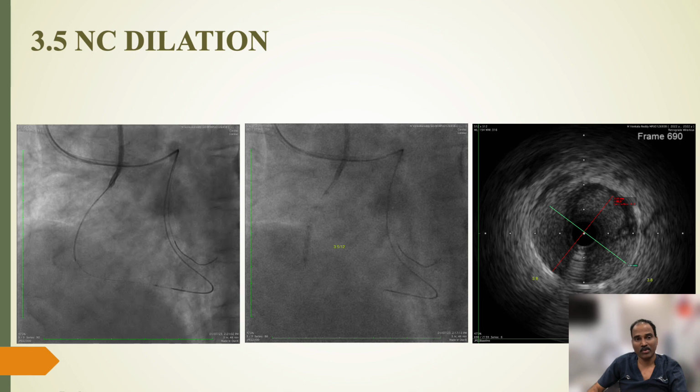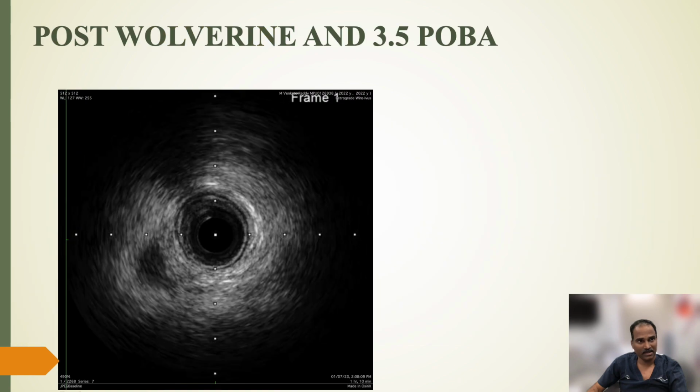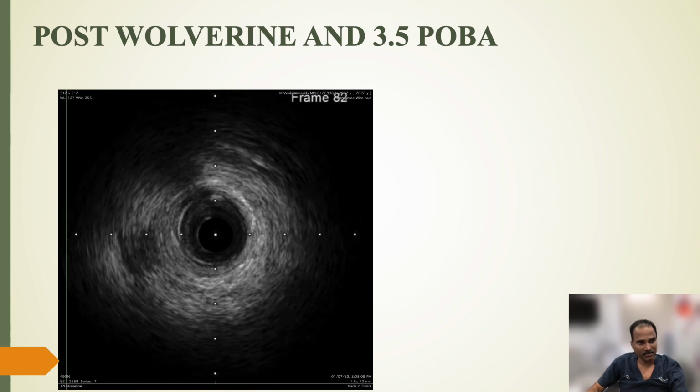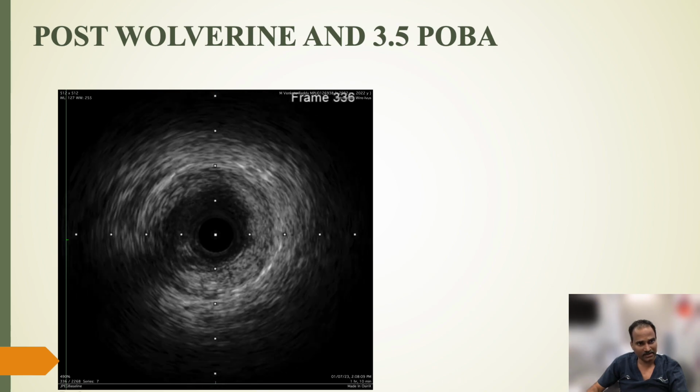So we took a 3.5 NC balloon, a short NC balloon, and dilated to almost 20 atmospheres, exactly at the point where the IMH, where the intimal flap is separated from the wall all around. So that's where we did this, and post Wolverine and post 3.5 POBA, we realized we could create a good fenestration. You can see here.